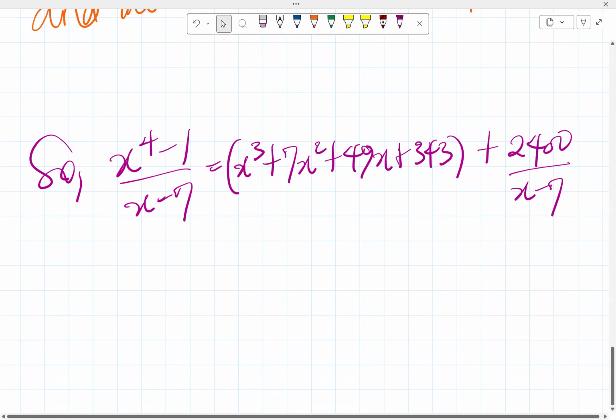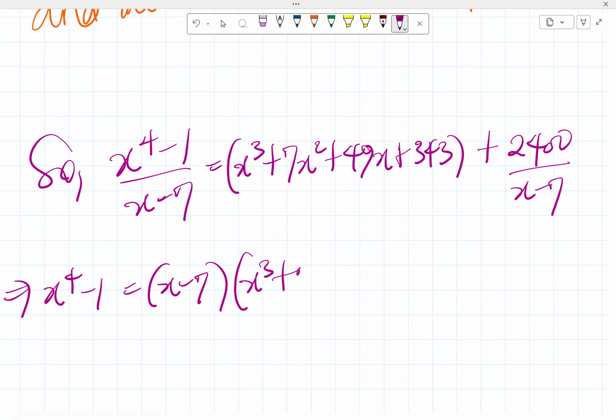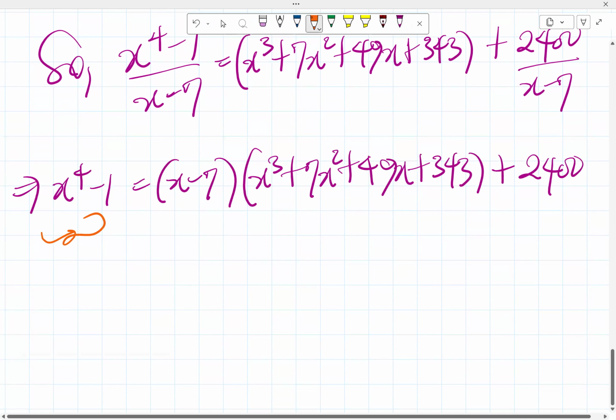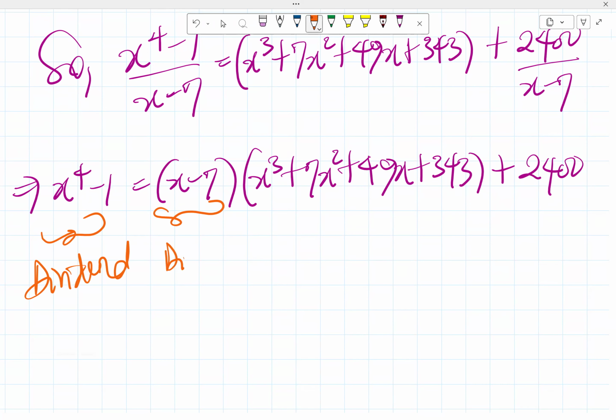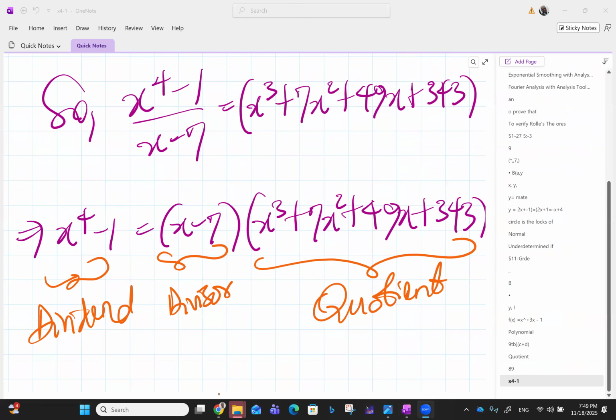So if you multiply through by x minus 7 now, this implies that x raised to power 4 minus 1 is equal to x minus 7 into x cubed plus 7x squared plus 49x plus 343 plus the remainder 2,400. Okay, so that means that, again, this is the dividend. That's what you're dividing. Then this is the divisor. This is the quotient, and this is the remainder. That's what we have right there.